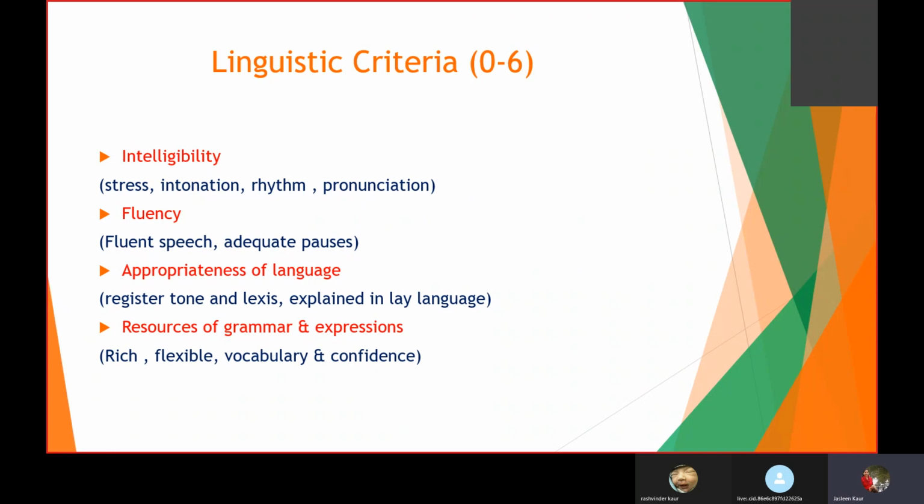So when I talk about linguistic criteria, there are 4 points here, and each one is measured as six marks, that is six band. Like intelligibility, fluency, appropriateness of language, resources of grammar and expression. So as you can see, these all are related to the language. How do you speak, how's your grammar, your pronunciation, your tone, rhythm, fluency.